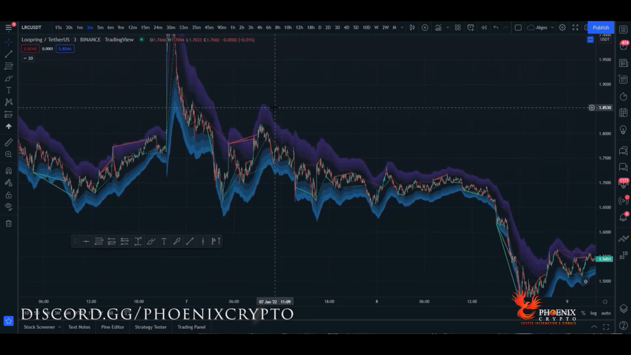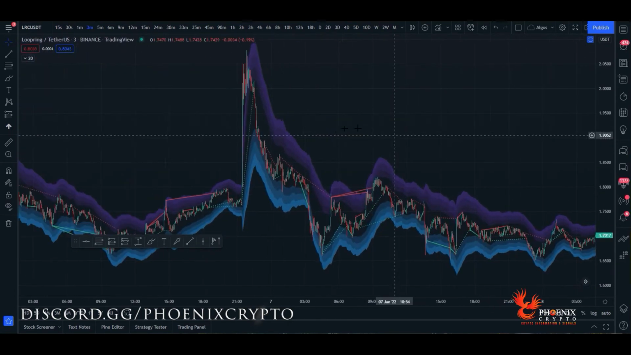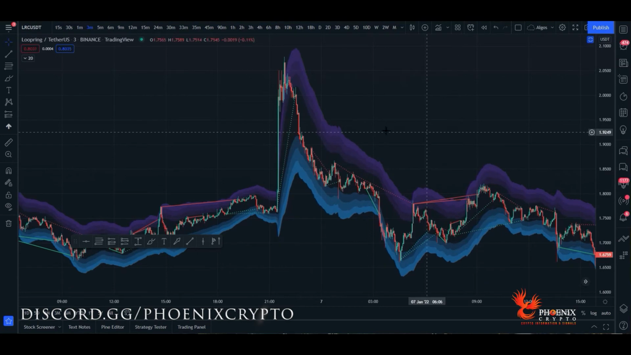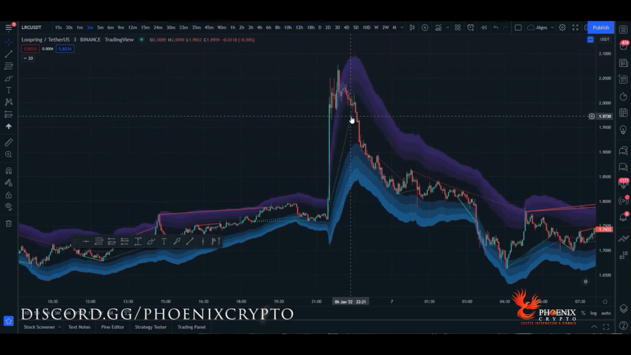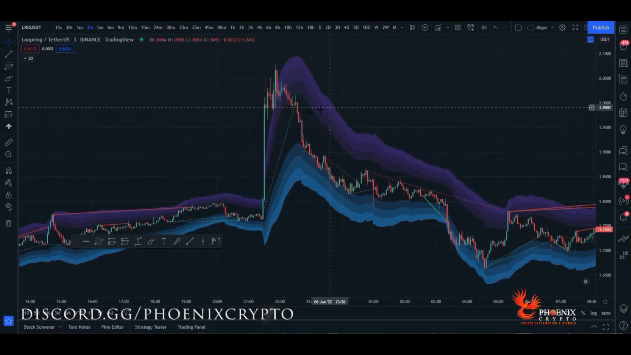This is a 3 minute candle. Okay, now this is quite interesting. You can see where he got to in the first 3 minutes. That was the pump. That was the main pump. You can then see everyone else FOMOing in, which pushes the price a little bit higher.